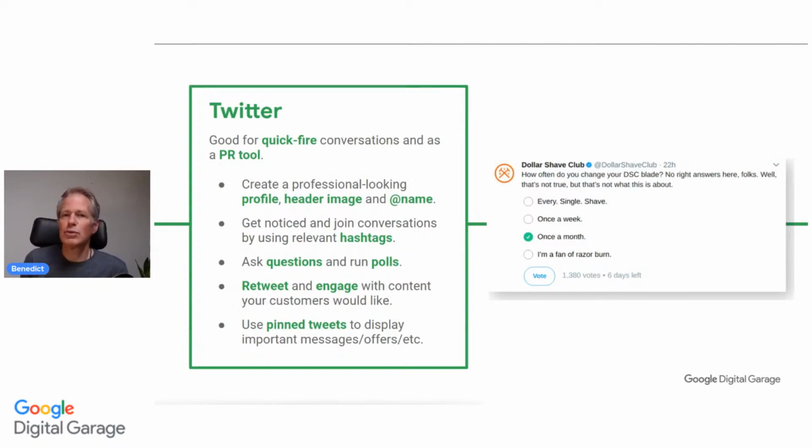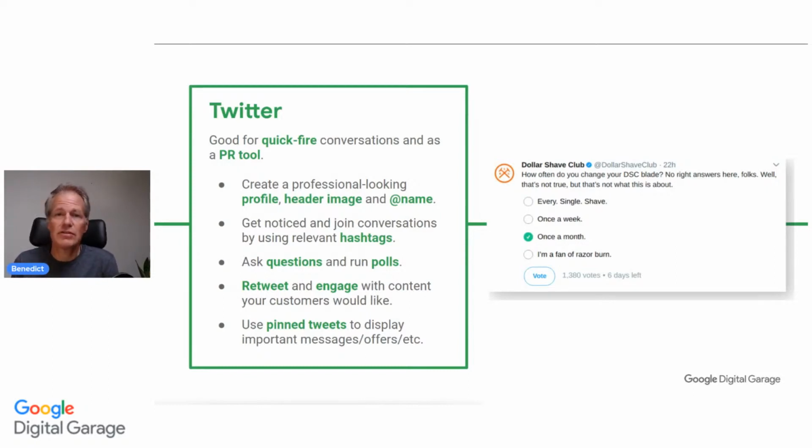I mean, the big thing with Twitter, it creates a professional looking profile, header image, at name. It gets noticed and join conversations by using relevant hashtags. One of the big things, of course, as you know, with Twitter has always been that it's been very fast, very, very quick little comments. Of course, obviously, it's expanded since then, but that's certainly the way it started.